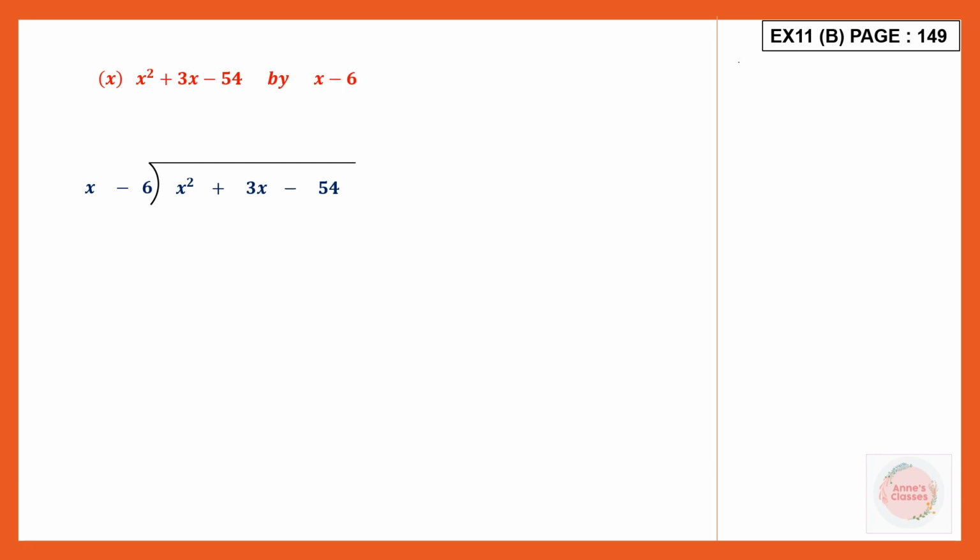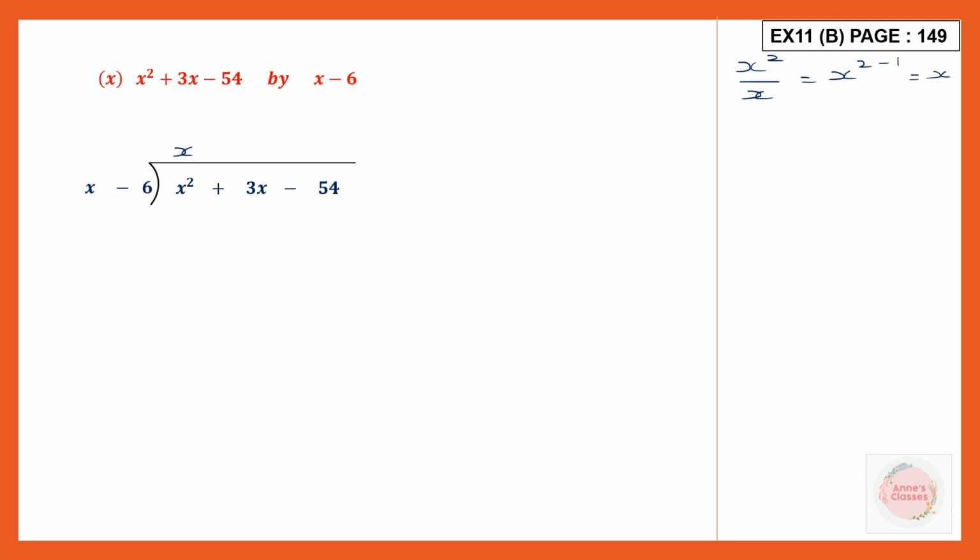So what will we do? X squared divided by x. So this is x to the power of 2 minus 1, which is x to the power of 1, which is x. Now that is going to be written here as your quotient. Okay, so we finished this division. That what you get is going to be written as your quotient. So we're going to write it down here.